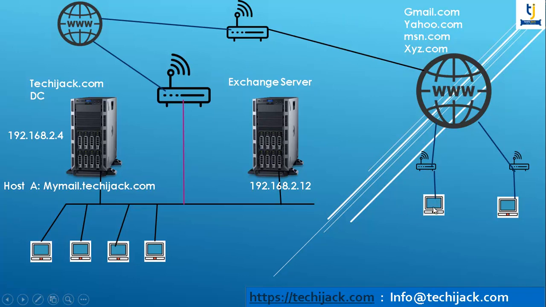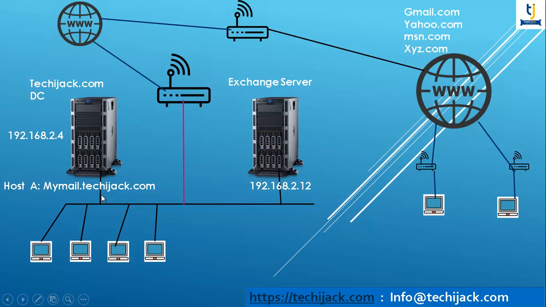But what if any user sitting on the internet wants to send email to techijack.com, like jack@techijack.com? He cannot send the email right now. Why? Because this host A record, mymail.techijack.com, is a local record. We have this record inside our local domain. This is not on our public domain, so they will not find this address.